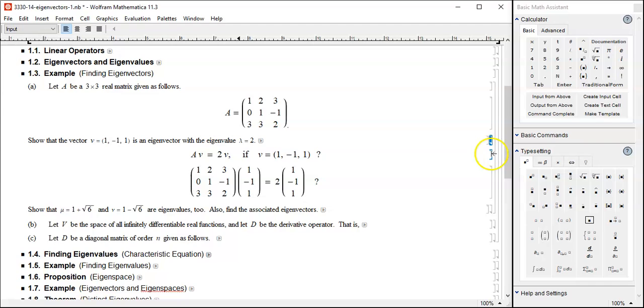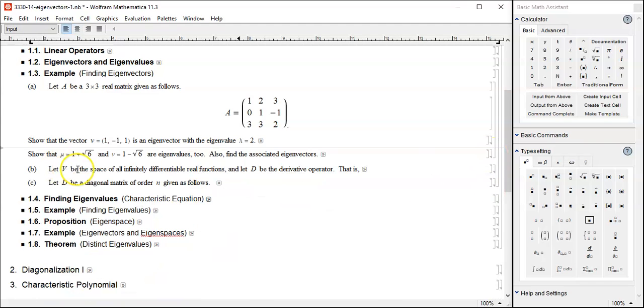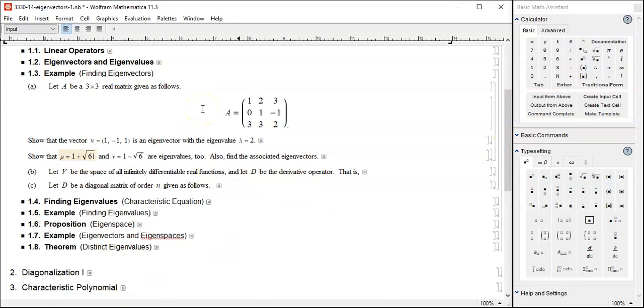How about the next problem here? Show that 1 plus square root of 6 is also an eigenvalue of the same matrix. Same for 1 minus square root of 6. And find the associated eigenvectors. Okay, I see. These are harder. Not just more difficult in terms of more complicated eigenvalues, we have some square roots flying around, but also I did not give you the eigenvector. Maybe I'd better come back to this.